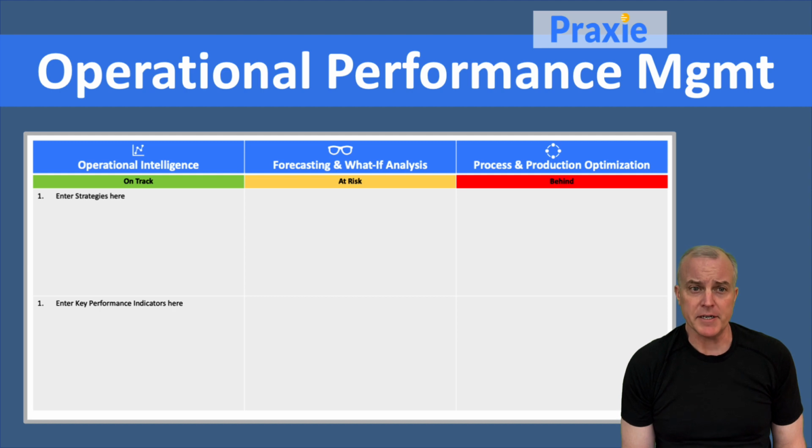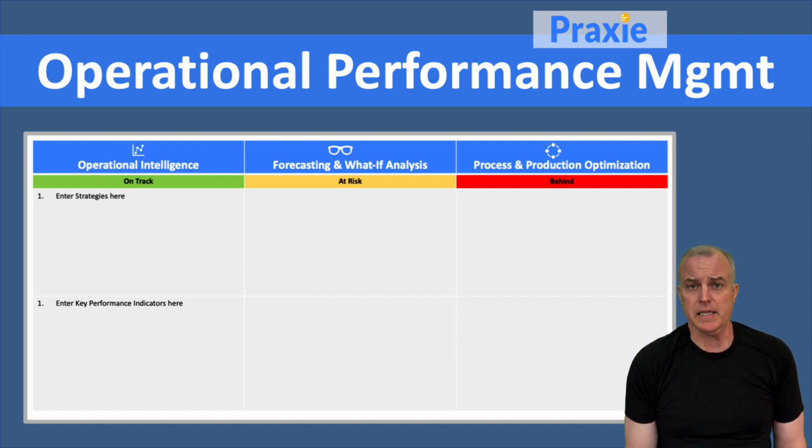Operational performance management is a fundamental tool in Six Sigma and lean manufacturing. It's also known as OPM. And the idea here is that you really want to look at three things to make sure that you're operating in and creating a high performance culture.